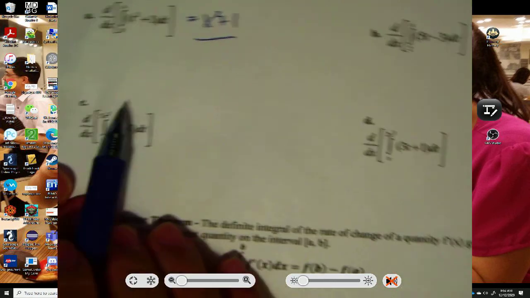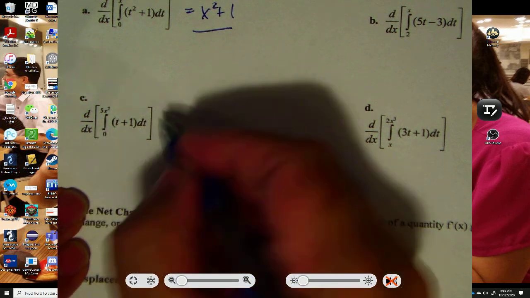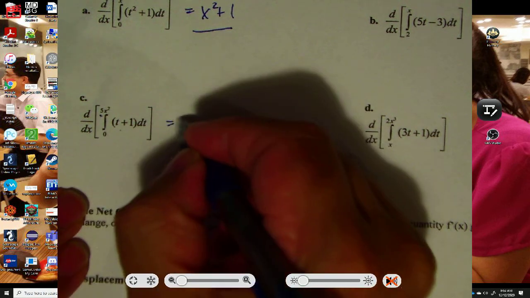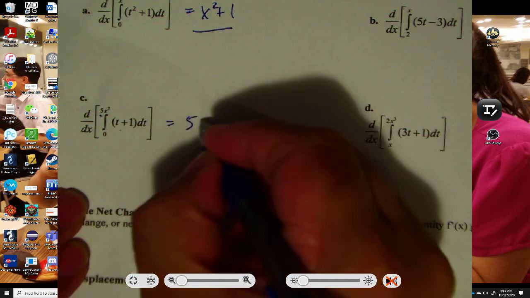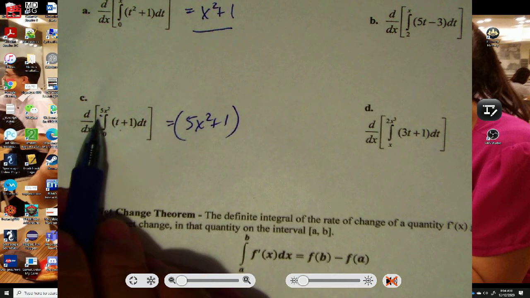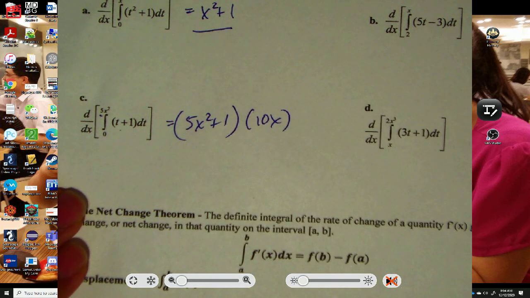Okay, so this is the first time I don't have a plain old x up there. I have a complicated thing. So now we're going to substitute that into there. That's going to be 5x squared plus 1. And then you have to take the derivative, which you just substituted, which is 10x. I guess you could clean that up, but let's just leave it like that. All right, so that's the answer to C.